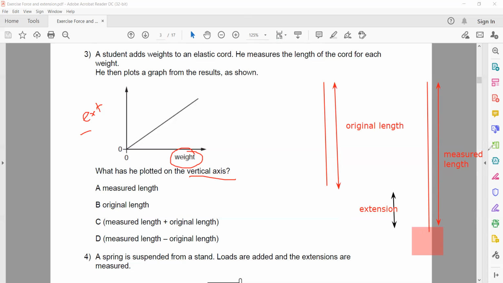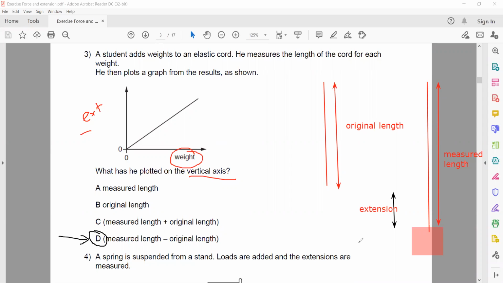If measured length minus the original length, what do we get? We will get the extension. So that's why D will be the right answer. When we plot a graph for Hooke's law, we normally plot force and extension, load and extension. So basically, indirectly, they're asking how extension is calculated. Extension is calculated by subtracting the original length from the measured length. Is it clear?